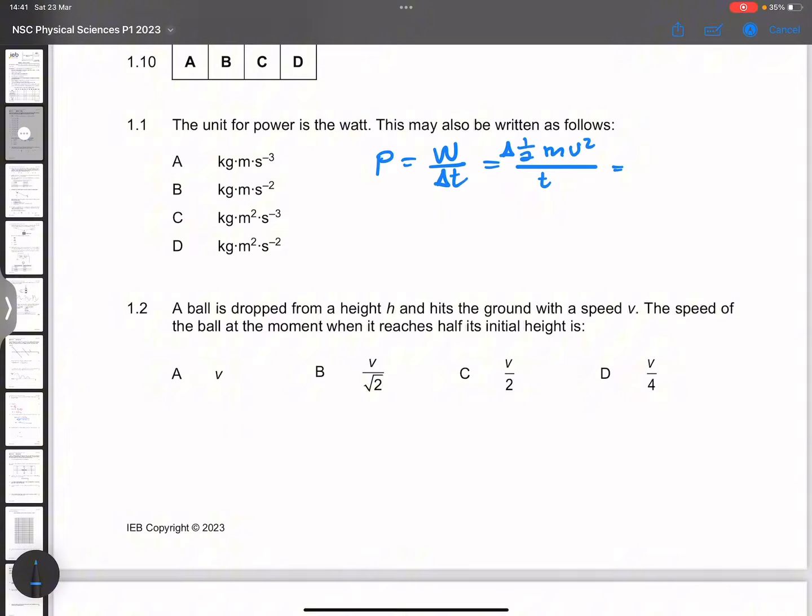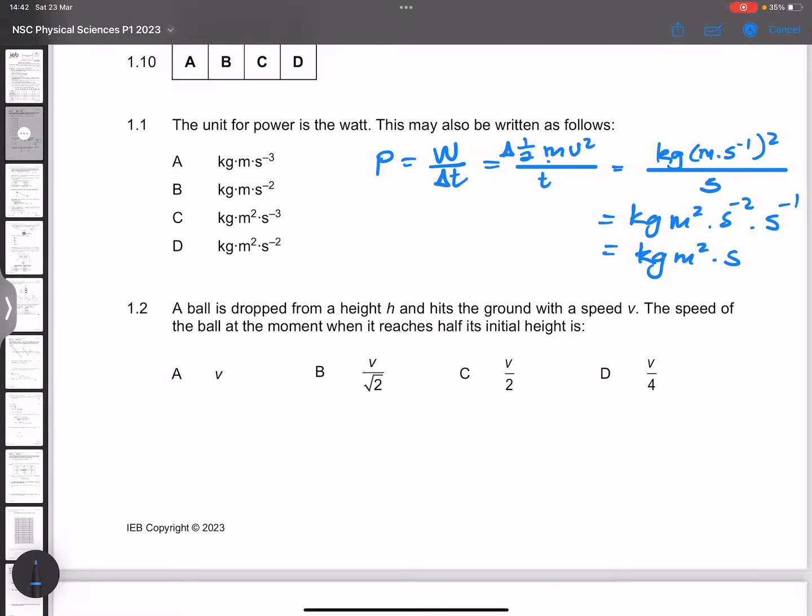in seconds. So mass would be measured in kilograms, right? Velocity would be meters per second, but remember this is all squared, divided by time, which is in seconds. So what you end up with is kilograms, meter squared, per second squared, right, divided by seconds, which is, in this case, you can say another per second. And so you end up with kilograms meter squared per second cubed, right?